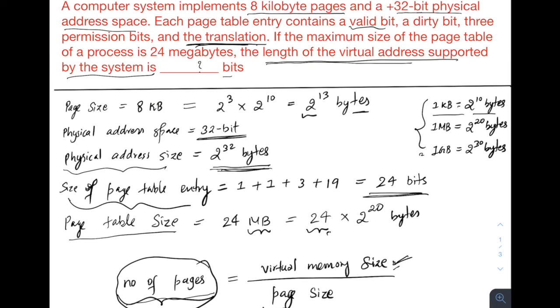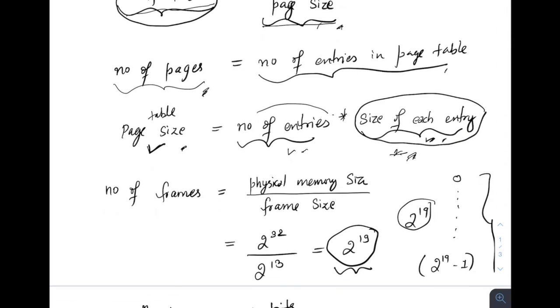It was given something, right? 1 plus 1 plus 3 plus x was given. If we can find x, we can find the size of this page table entry. And this x is basically how many bits are required for storing the frame numbers. Now I also know that frames are related to the physical address space. This relation is there between frames and physical address space, similar to the number of pages relation.